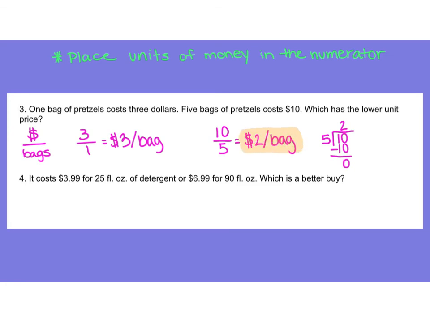Question 4 says it costs $3.99 for 25 fluid ounces of detergent, or $6.99 for 90 fluid ounces. Which is a better buy? So whenever it asks us which is a better buy, it's wanting us to compare and to find the unit cost. So we see dollars, so we want to make sure that's in our numerator, and it's dollars per fluid ounce of detergent.